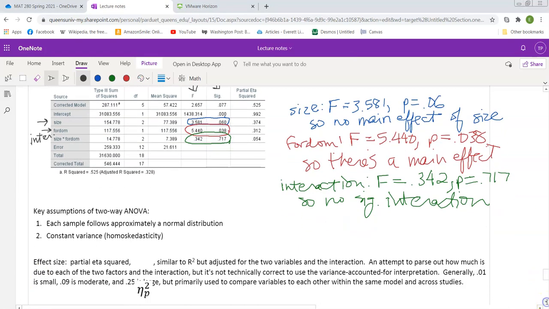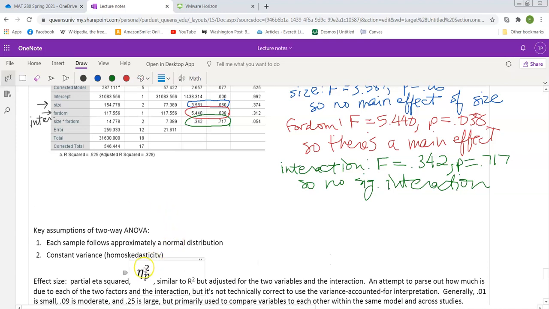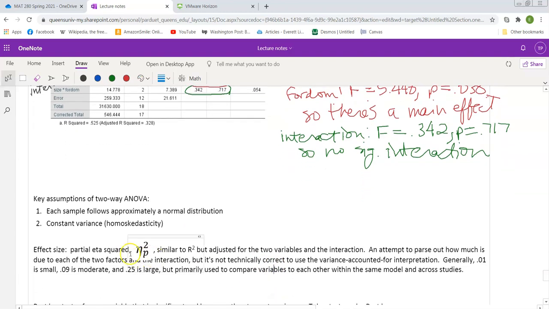Before we actually do that, though, and I did all this with you because I wanted you to, before I started talking about assumptions, I thought we should talk about what the test was. But we should talk about what the assumptions are. So there are two key assumptions of the two-way ANOVA. One is that each sample, and by that I mean each combination of factors, follows approximately a normal distribution.